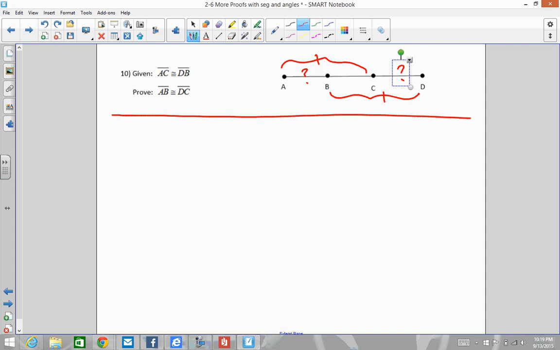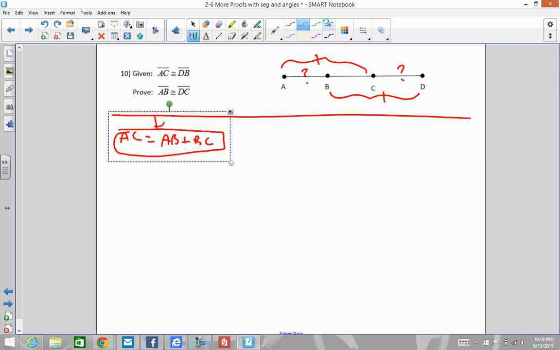I got AC is congruent to DB, which I could start with, but that doesn't do me any good. So let's go instead and say AC is equal to AB plus BC. That's the segment addition postulate. Okay, now why would I start with that instead of the given? Well, because this gives me something to work with. Remember I told you, some people like to say start with the given all the time. That's not true. You start with what you need. And in this case, I need something from the picture. I need some segments in there to be able to add and subtract them together. So AC is equal to AB plus BC.